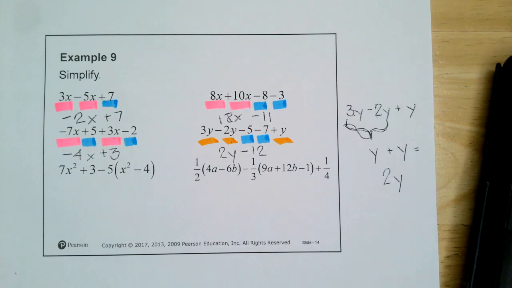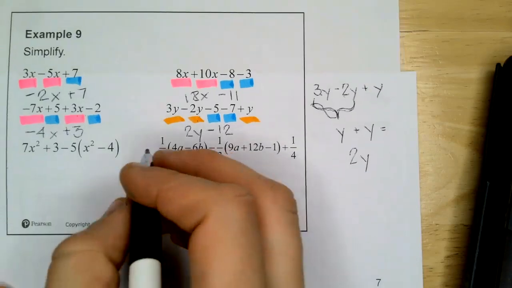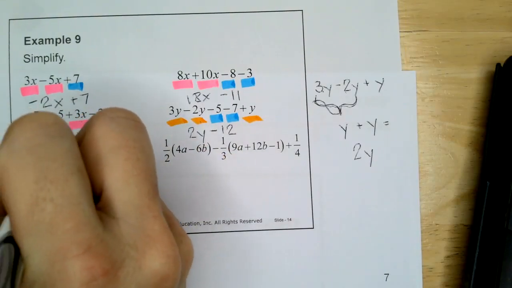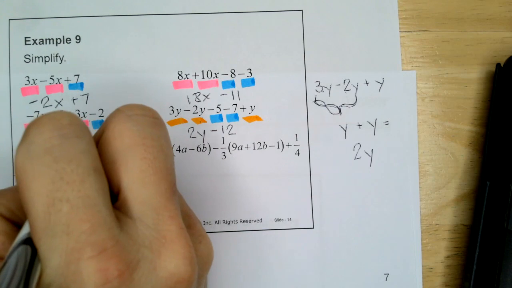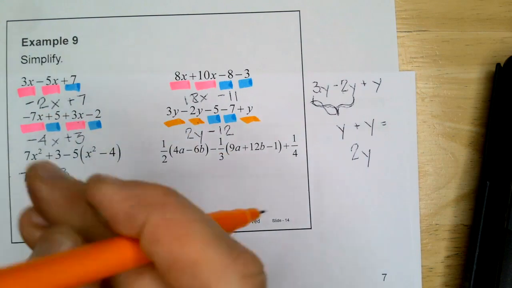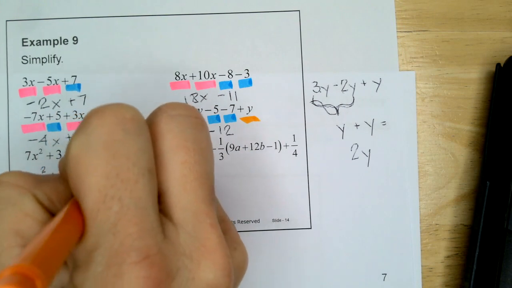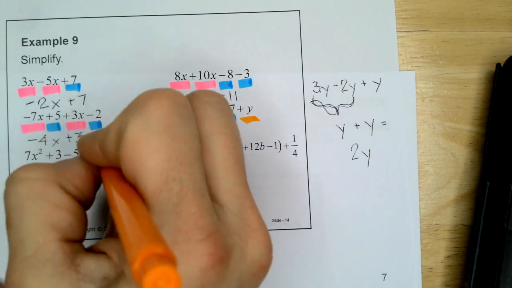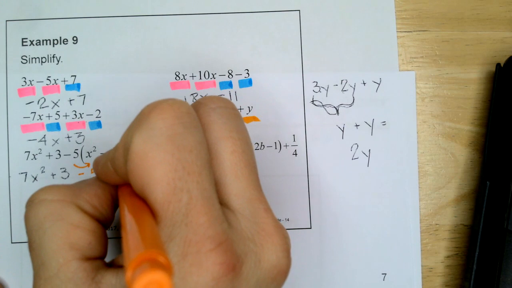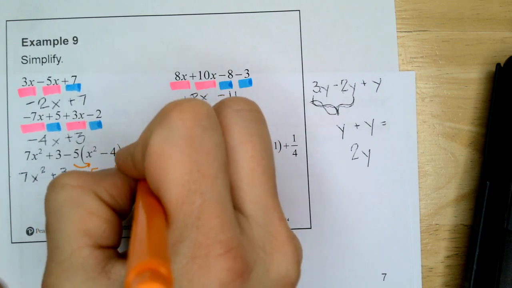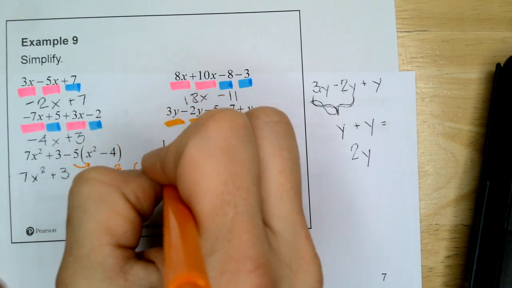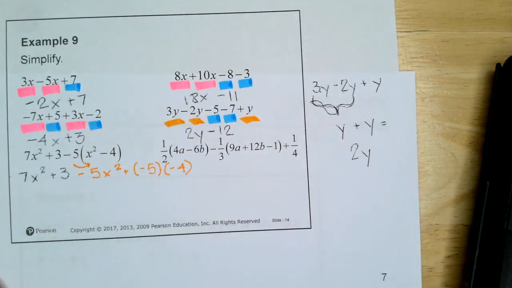Okay, down here I said we need to distribute. So we keep the 7, we keep the 7x squared. We keep the positive 3, but that negative 5 is now going to get distributed. So we have negative 5 times x squared becomes negative 5x squared. And then that negative 5 gets multiplied by a negative 4.